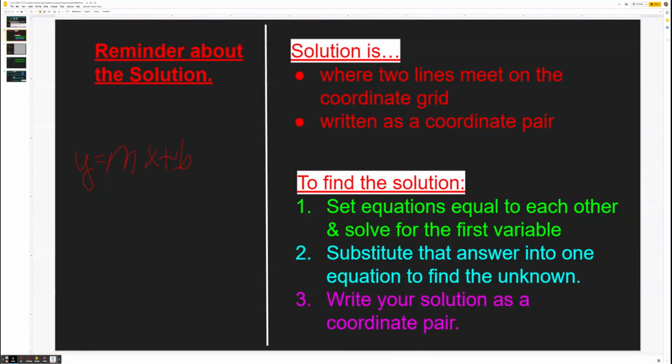Does anybody need a little more time for writing down what's on the slide? All right, so again, we're going to set the equations equal to each other, solve for the first variable, plug that number in and get the other answer, and write it as a coordinate pair. Here we go.